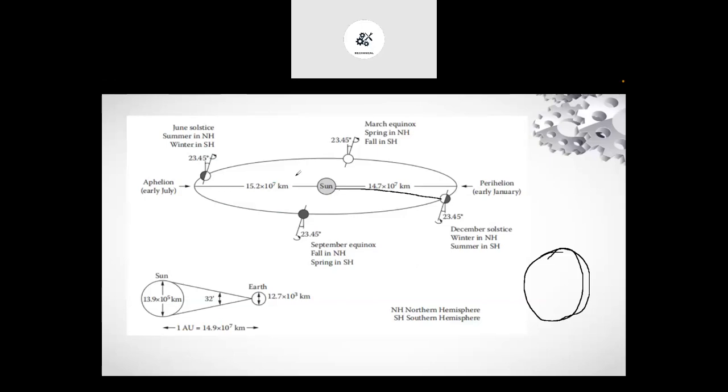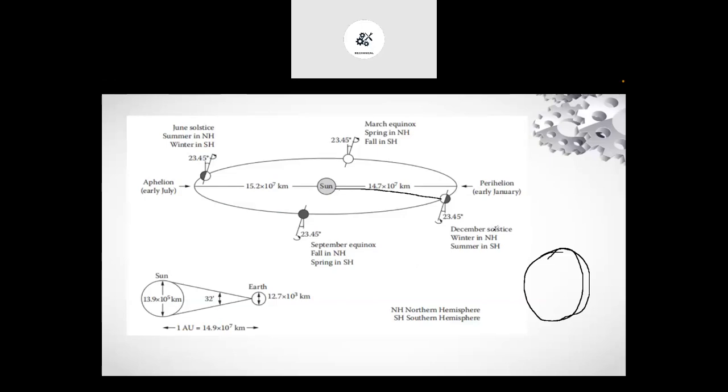So you can see at that particular time in the northern hemisphere, during June there is summer. Okay, where that particular position of the northern hemisphere is much nearer to the sun, and during the winter solstice in the northern hemisphere, in that case the northern hemisphere is much more away from the sun.